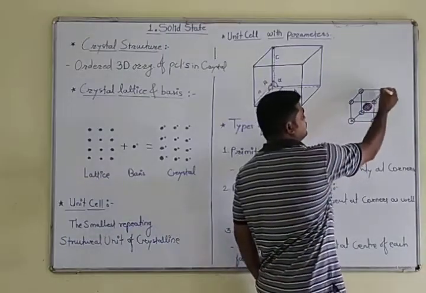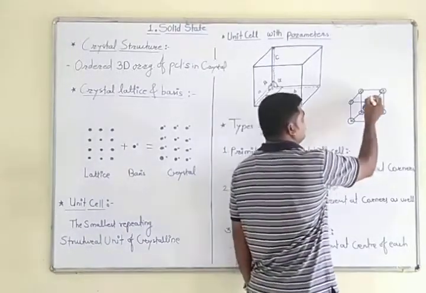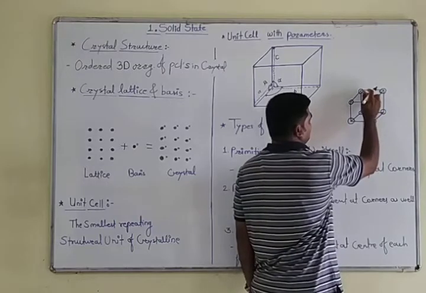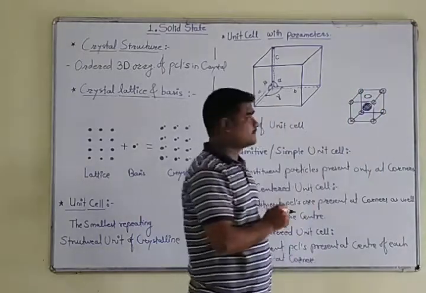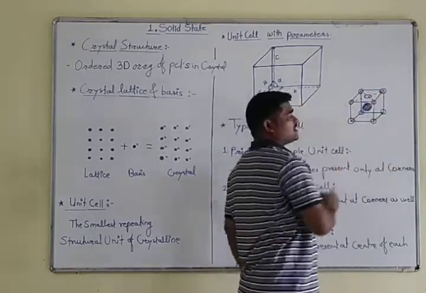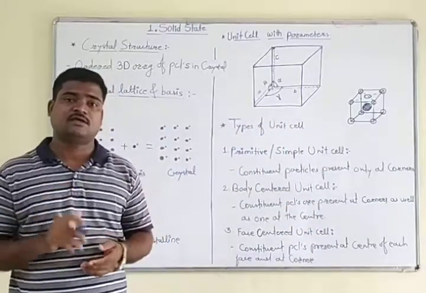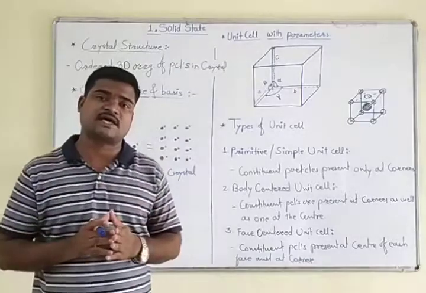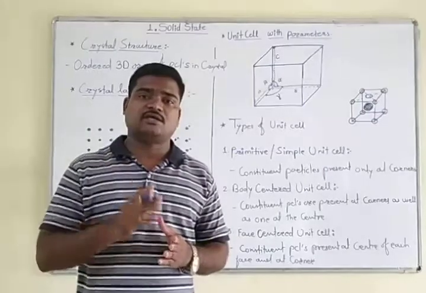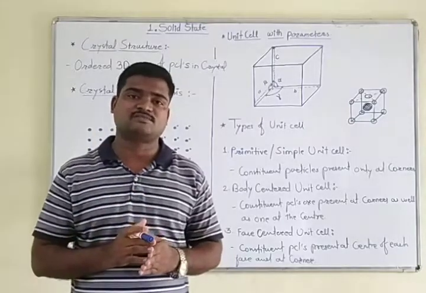Suppose this one is the upper face I have considered. On that upper face, one atom is present at the center. Now look at this figure. If I join the corners, you will notice that one atom is present at the center of one face. Now for a simple cube, how many faces are there? Total 6 faces are present. At the center of each and every face, there is one particle present.